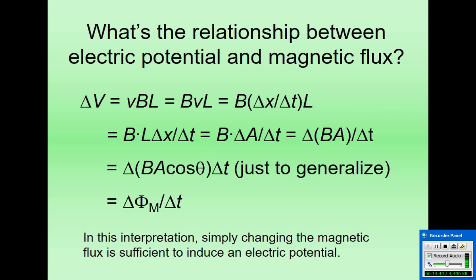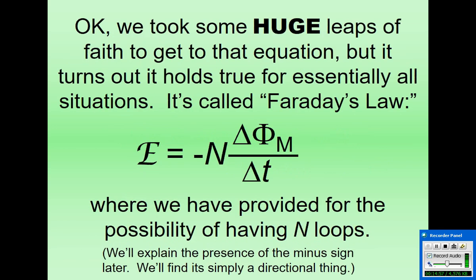So perhaps there's something to this idea of changing magnetic flux. If the magnetic flux changes, we create a current. Now, I took a lot of logical leaps there. I ignored a lot of subtleties. But somebody who did not ignore all those subtleties was a British scientist by the name of Michael Faraday. And Michael Faraday used this idea and ultimately proved something called Faraday's law.